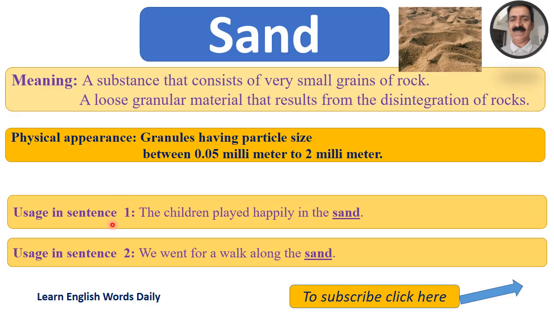Sentence 1. The children played happily in the sand. Sentence 2. We went for a walk along the sand. Dear friends, now we have understood how sand is formed and what the size of the sand particles is. Now let us proceed further and try to understand the word silt.